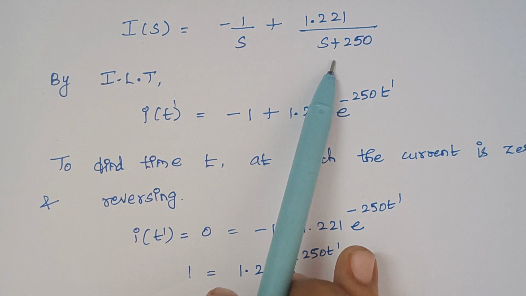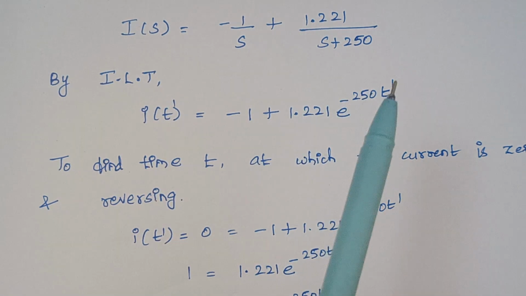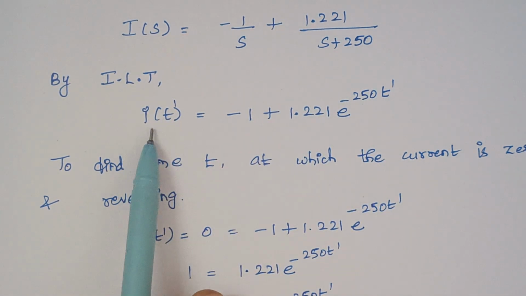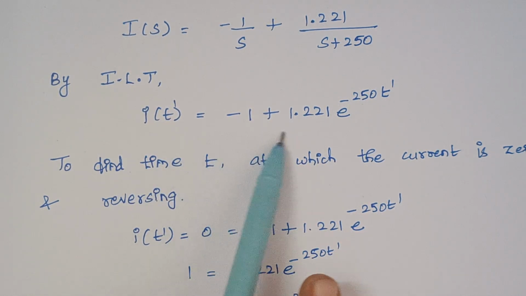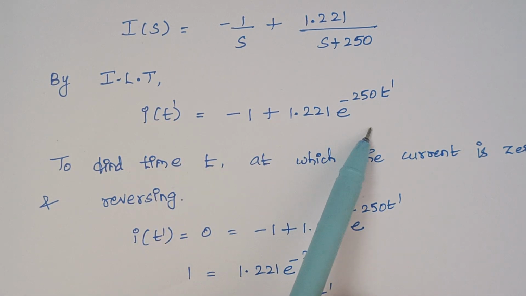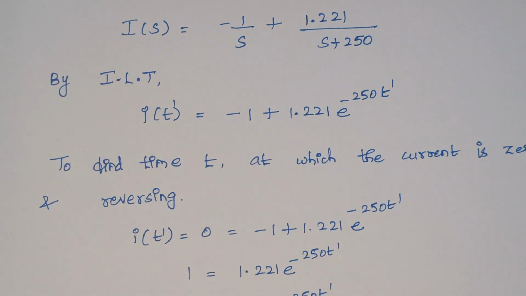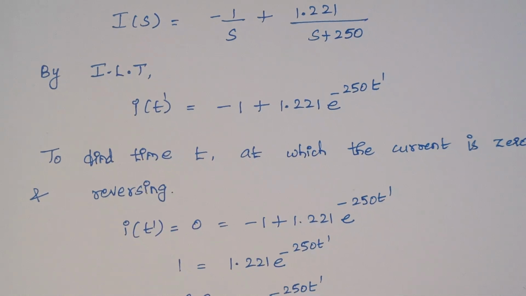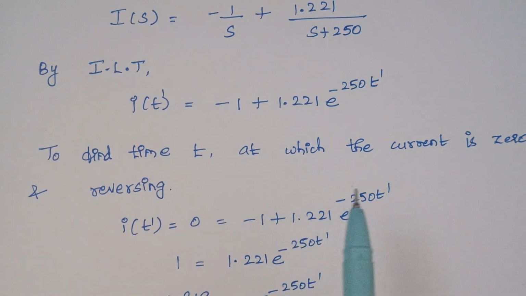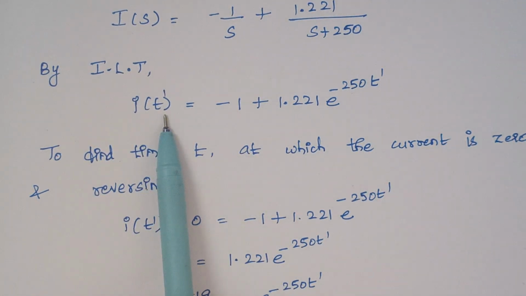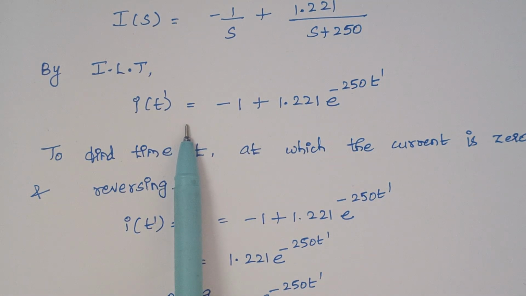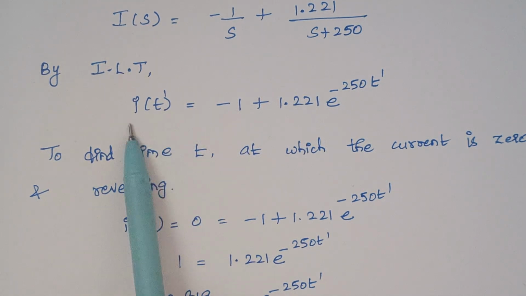The next thing is, as usual, we have to take inverse Laplace transformation. So once you take inverse Laplace transformation, this is our final expression here. Right, we have calculated the current that flows through the circuit when the switch is moved from position 1 to position 2. So here the specific question which is asked is, we have to find the time t at which the current is 0 and reversing, right? So I of t dash is equal to 0. Okay, we have to find the value of t at which the current is 0.